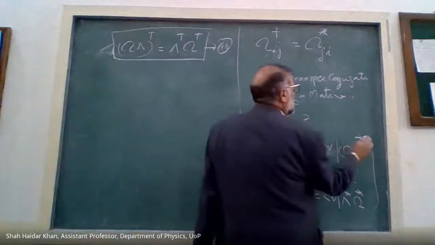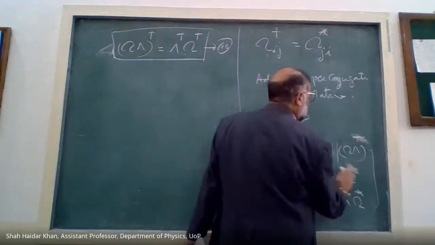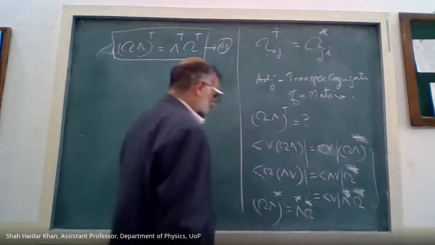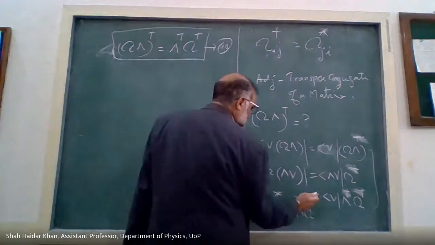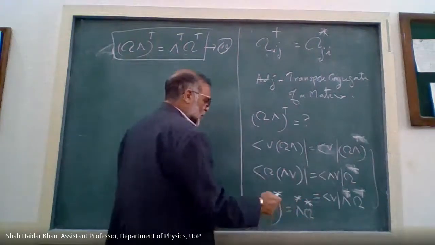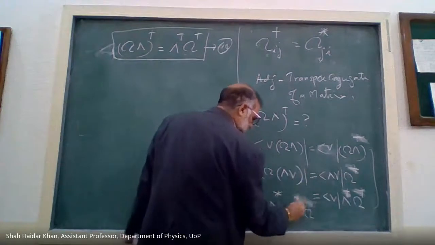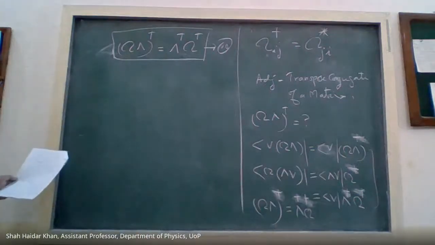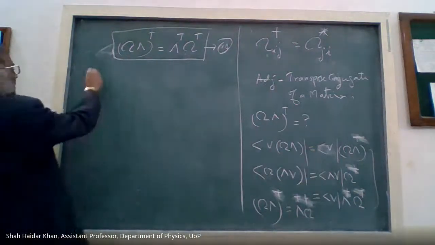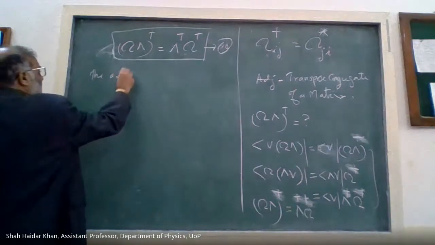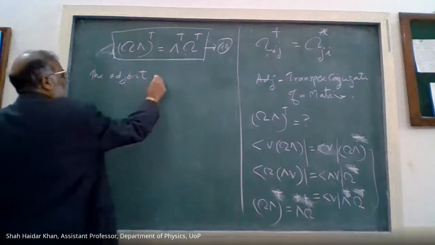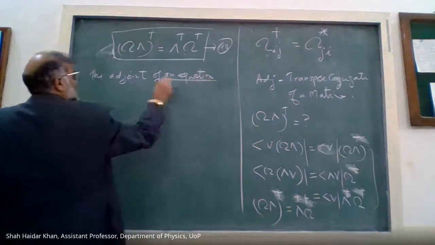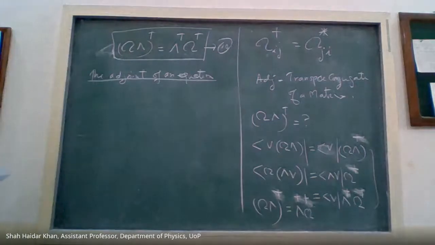You can write here, instead of this, you can write the bigger 2, as we have done in the previous case. So we do not need to write star, we can just simply write bigger for this. Okay, so the adjoint of an equation. What will be the adjoint of an equation?